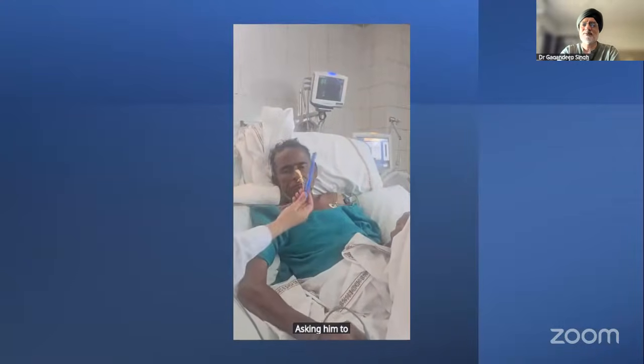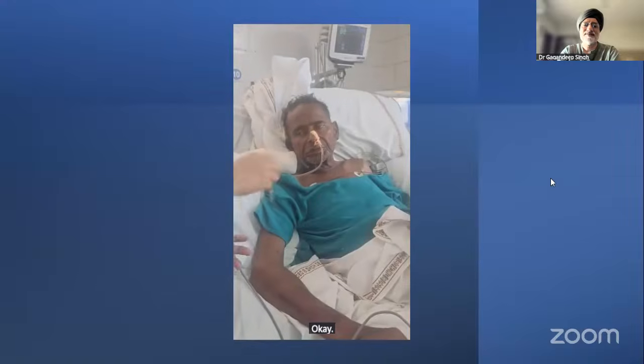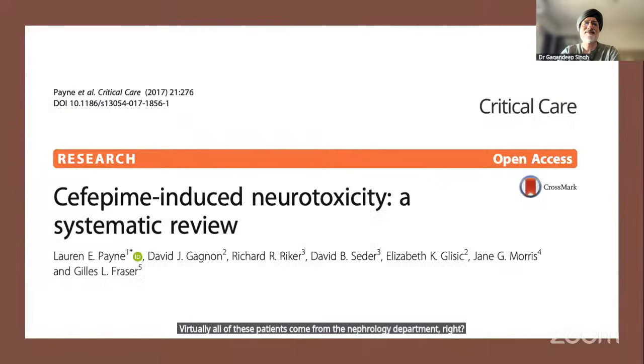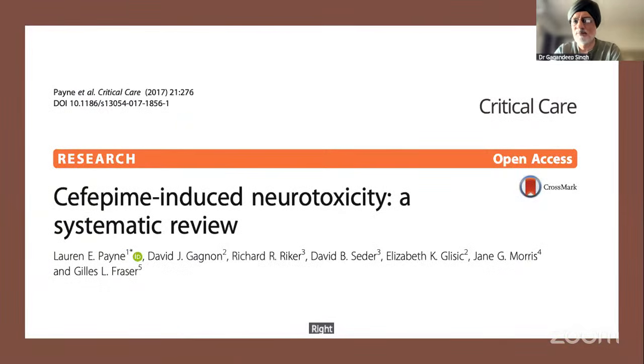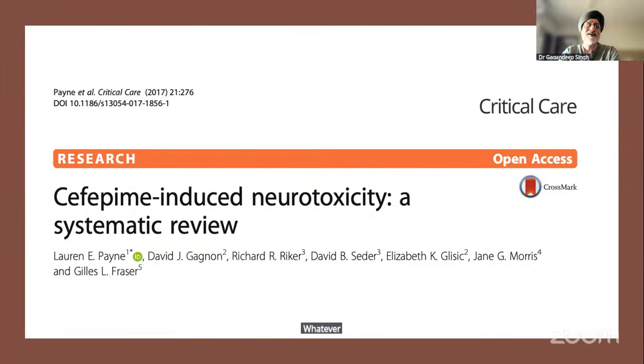Asking him to lift his hands, he's doing that pretty well, right? Okay. Next slide. So what is this group of patients, right? Virtually all of these patients come from the nephrology department. Next slide. A number of them are on antibiotics. It's not just cefepime. The last patient Varun diagnosed was on Zavicefta, that is ceftazidime-avibactam, whatever you call it, right? Okay. Next slide.